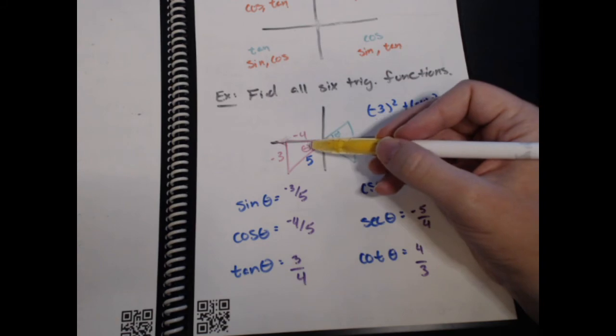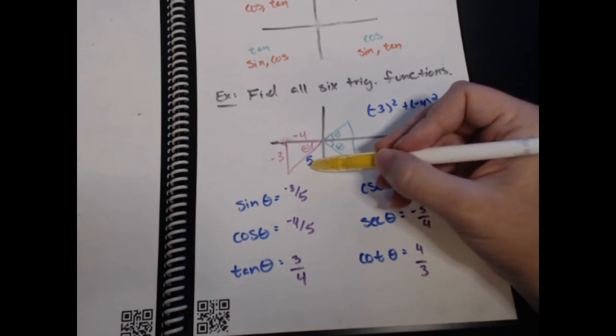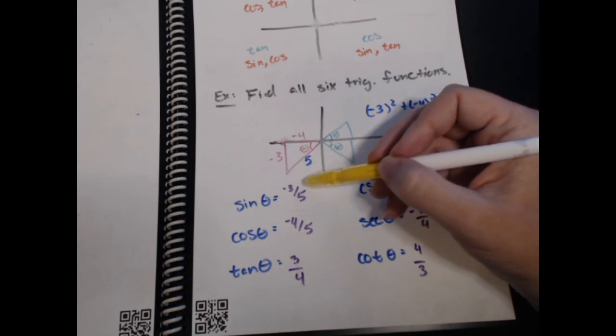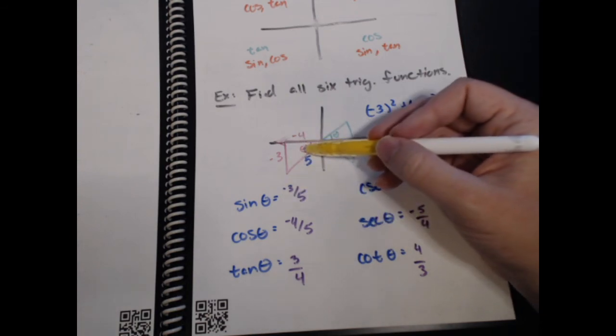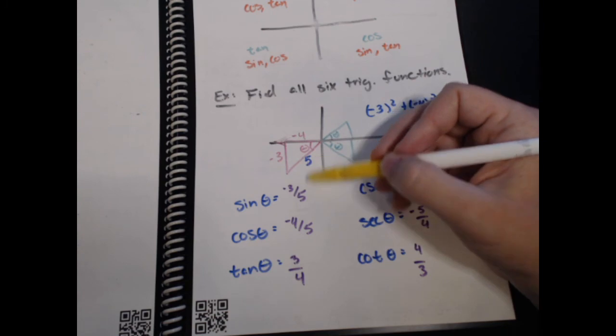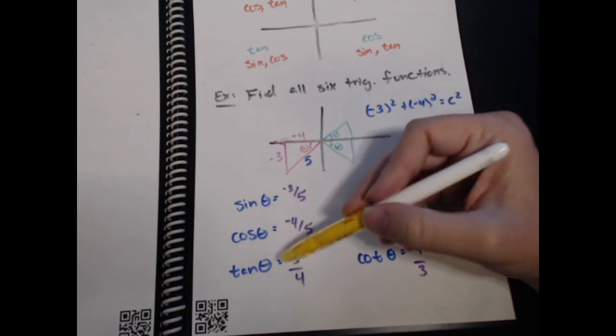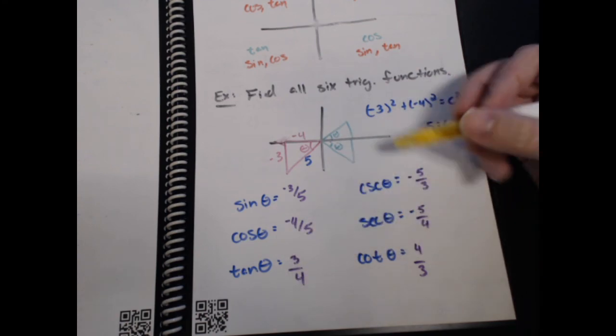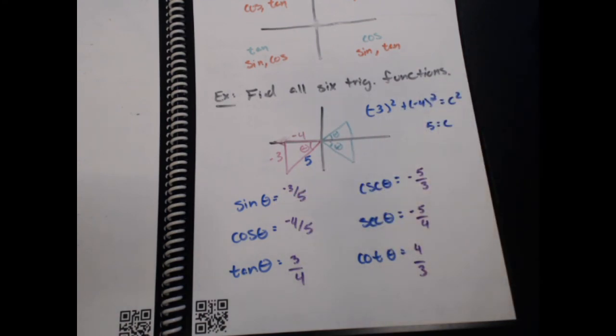So sine theta, well, that's y over the radius, or opposite over hypotenuse, however you want to remember it: -3/5. Cosine, x over radius, so -4/5. Tangent, 3/4. And they're both negative, so it goes positive. And then for the other ones, you just flip them over.